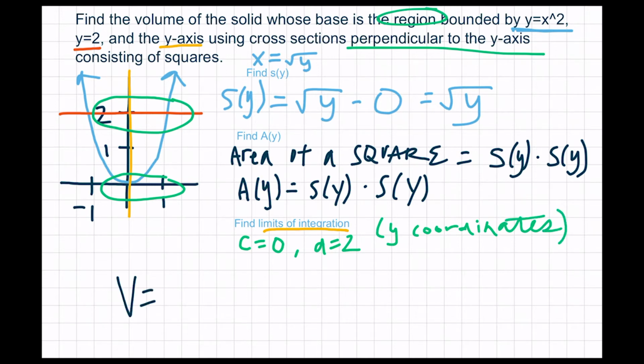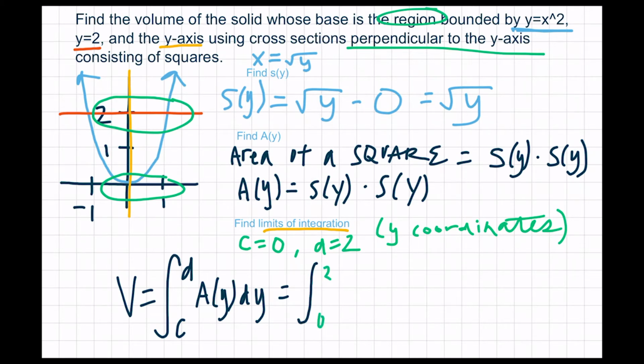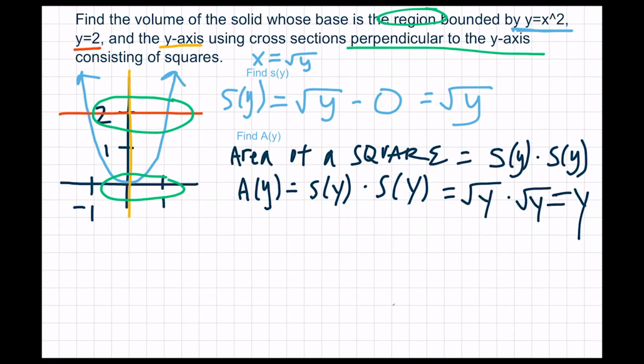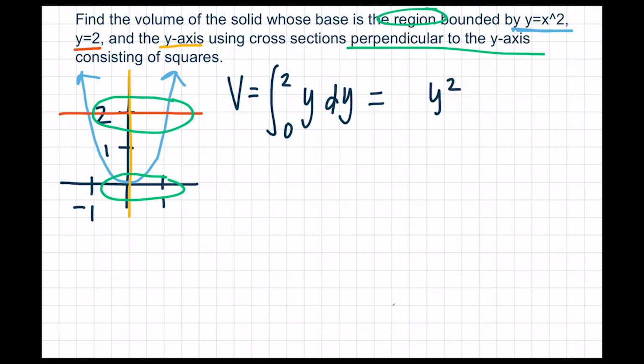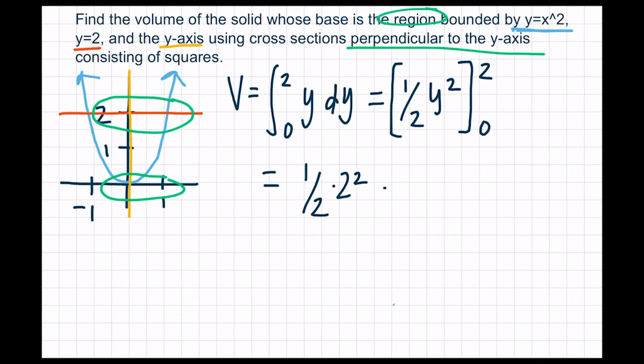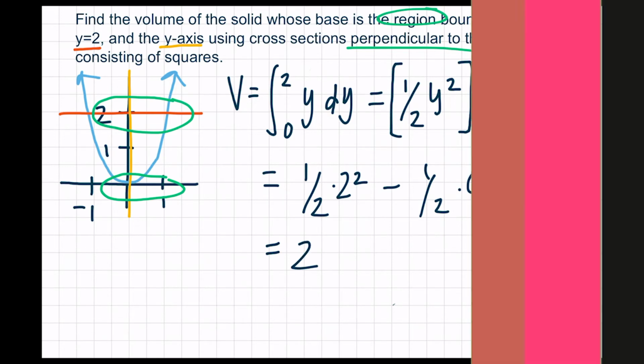So the volume of the solid, using cross sections perpendicular to the y-axis, the formula for that we have defined is v equals the integral from c to d of a of y dy. So plug in what we know, d equals 2 and c equals 0, and your a of y equals square root of y times square root of y. This is the equation we get for the volume of the solid. So to find this exact value, we take the antiderivative of y, which is 1/2 y squared, and then to find the exact value, we plug in 2 for y, subtract what we get when we plug in 0 for y, and we get 2.